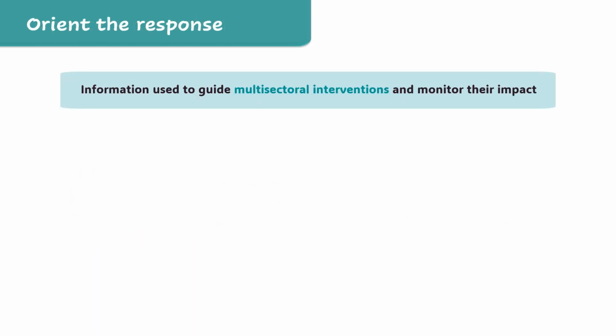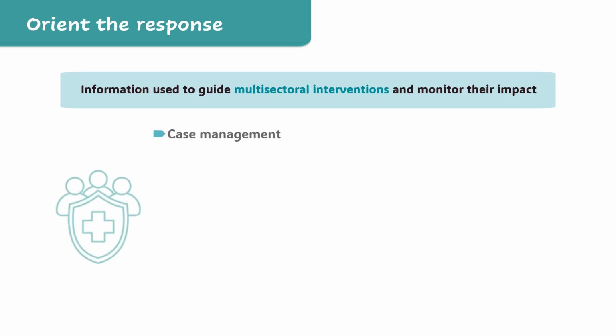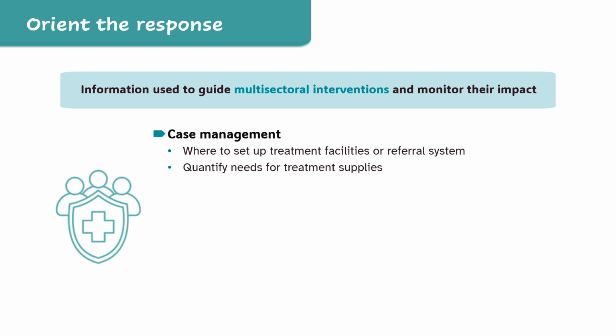This information should then be considered in a multi-sectoral manner to guide the decision-making on effective interventions across all pillars to control the outbreak. For example, regarding the case management pillar, the information generated by surveillance can be used to identify locations where cholera treatment facilities or referral systems need to be set up, to quantify needs for treatment supplies, and to identify potential issues with access to healthcare or treatment of patients.